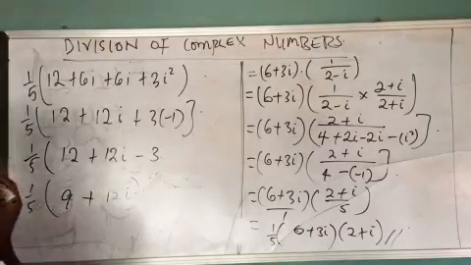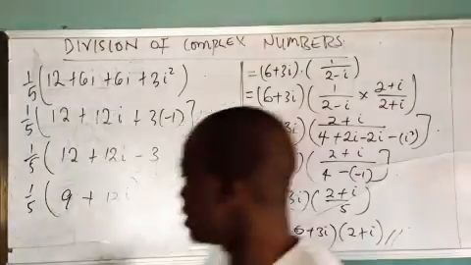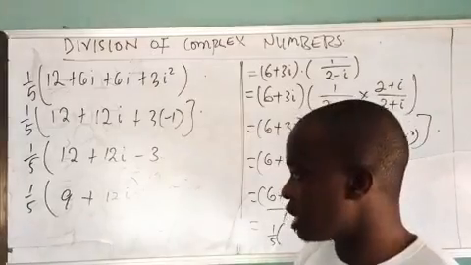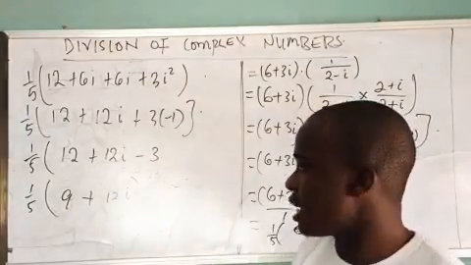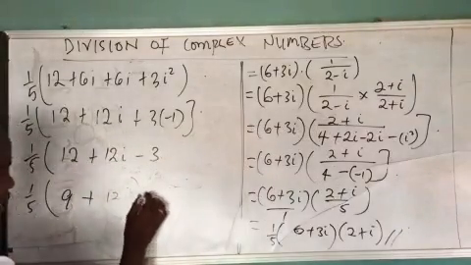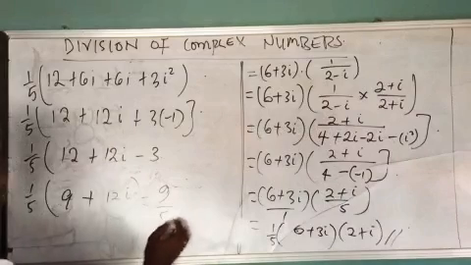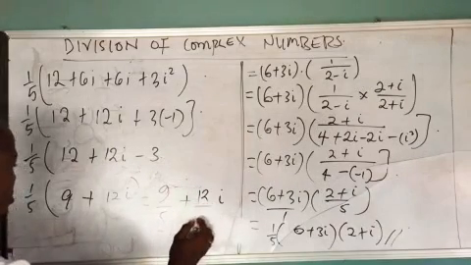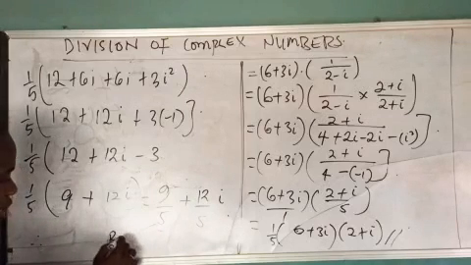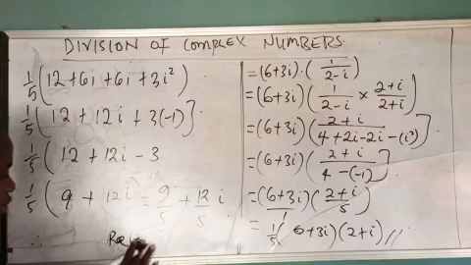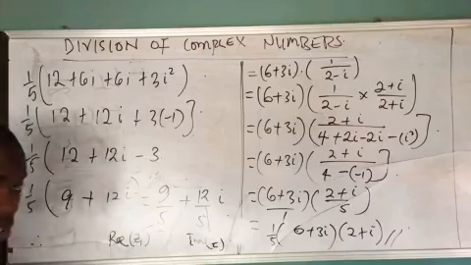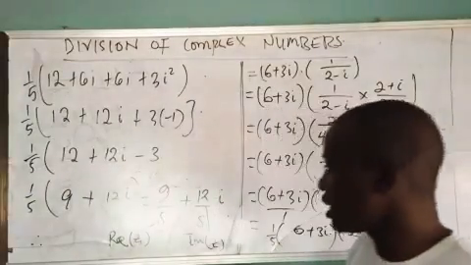I get it. So if you now want to have this, actually you can leave your answer here. But if you want to have it in separate terms, with a real part and an imaginary part, we use this 1 over 5 to open this bracket: we have 9 over 5 plus 12i over 5. Where 9 over 5 is the real part, that is Re of Z, and this is the imaginary part of Z. I get it. That is 12 over 5. So that is the end, and that is how we solve it.